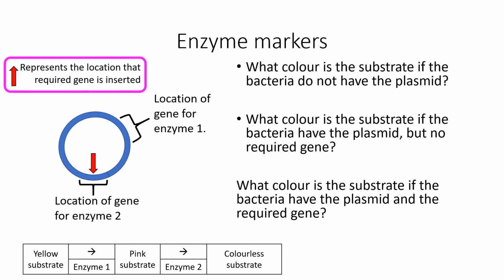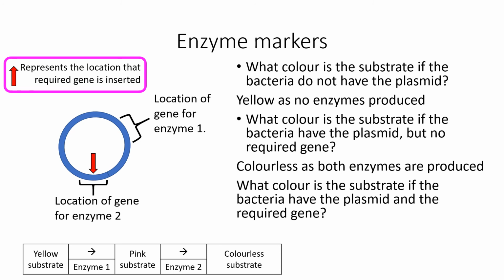Well, if there's no plasmid, then you won't have any gene for enzyme 1 or any gene for enzyme 2, so the substrate remains unchanged, and in this case it starts as yellow, so it will remain yellow. If the bacteria has the plasmid, but not the required gene, then both the gene for enzyme 1 and the gene for enzyme 2 will work, and as a consequence we'll get to that colorless state.